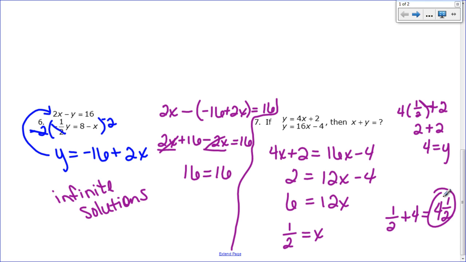So that's how it works. You got to get a variable by itself, then you got to substitute it in, solve that, then you got to take that answer and substitute it in to get the other variable, and then write your answer as an ordered pair. It seems like a lot, but the more you practice this, the easier it will get.